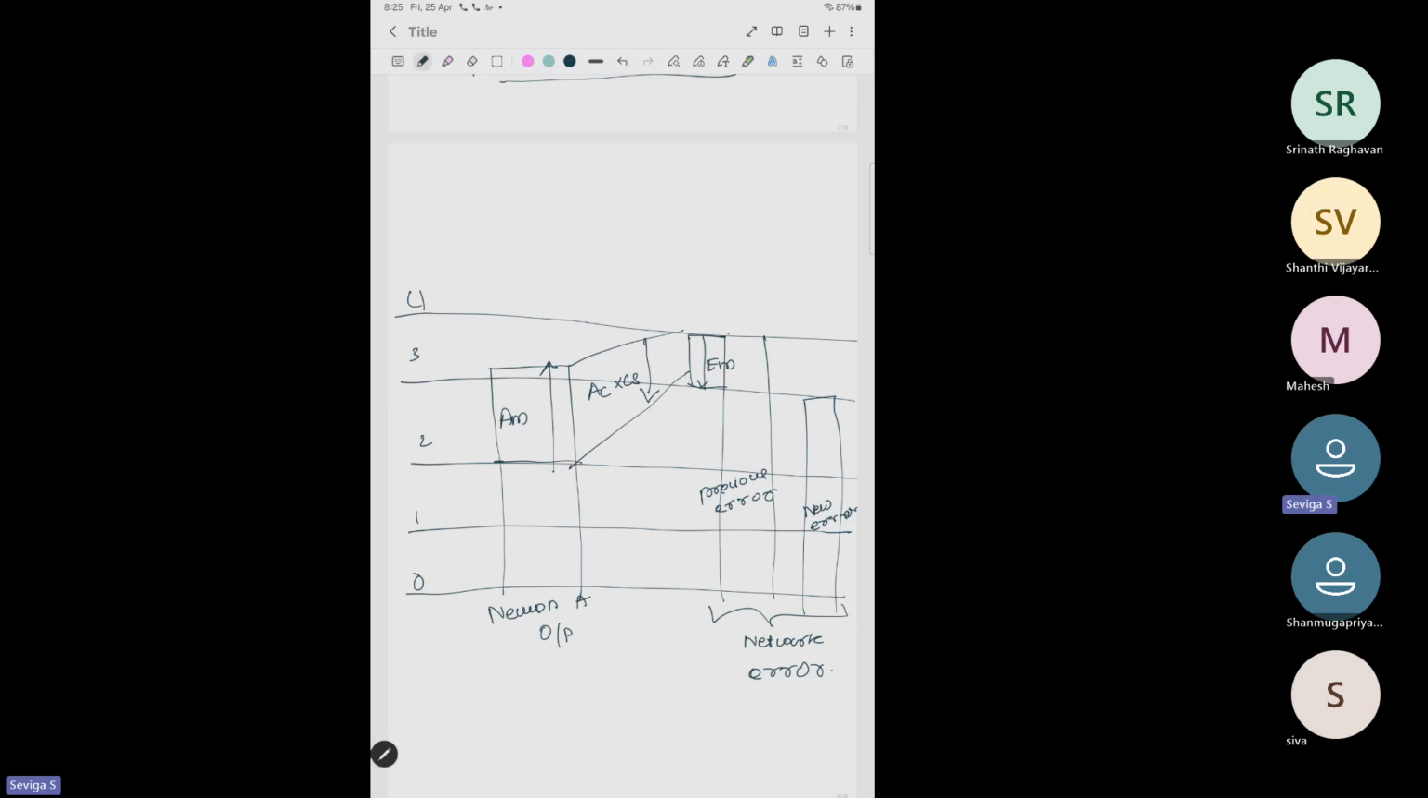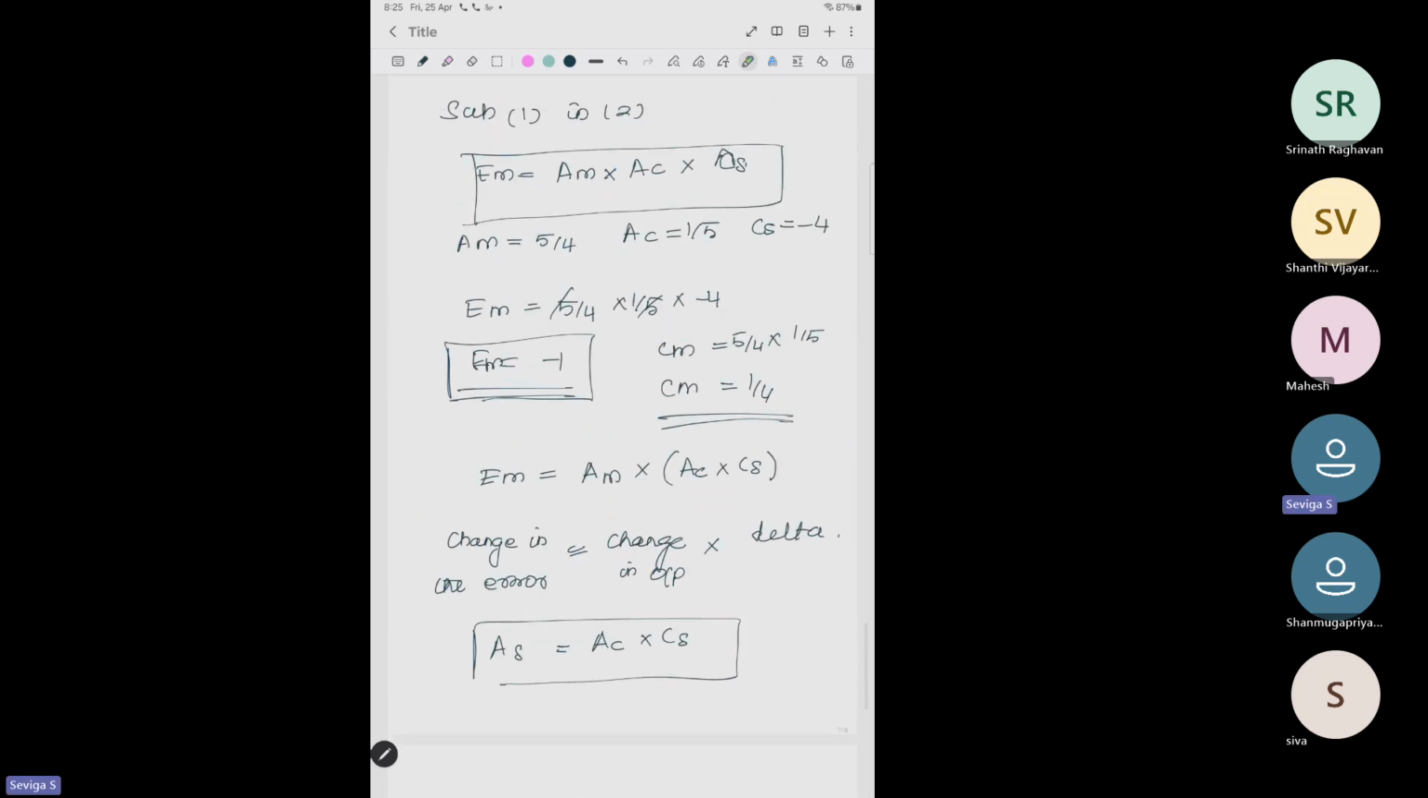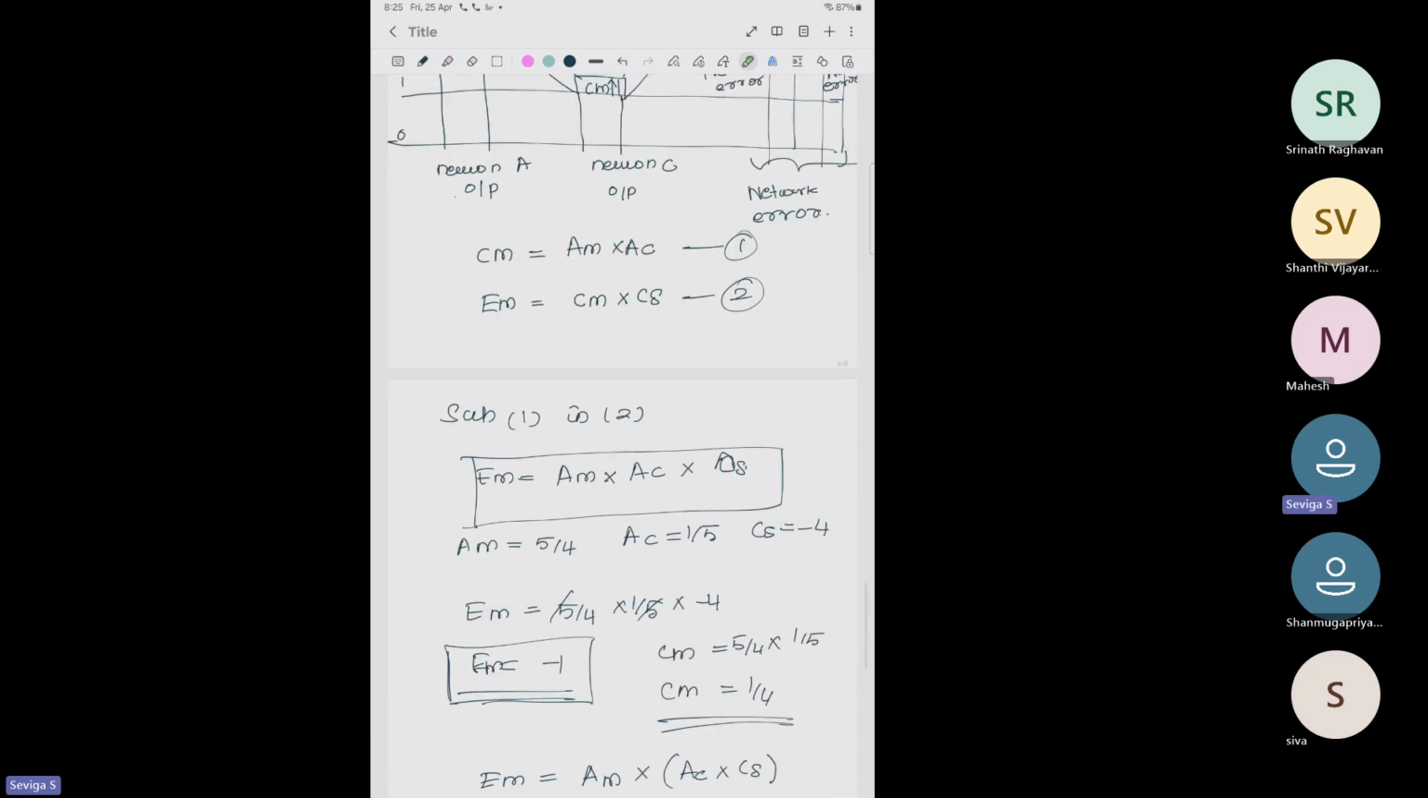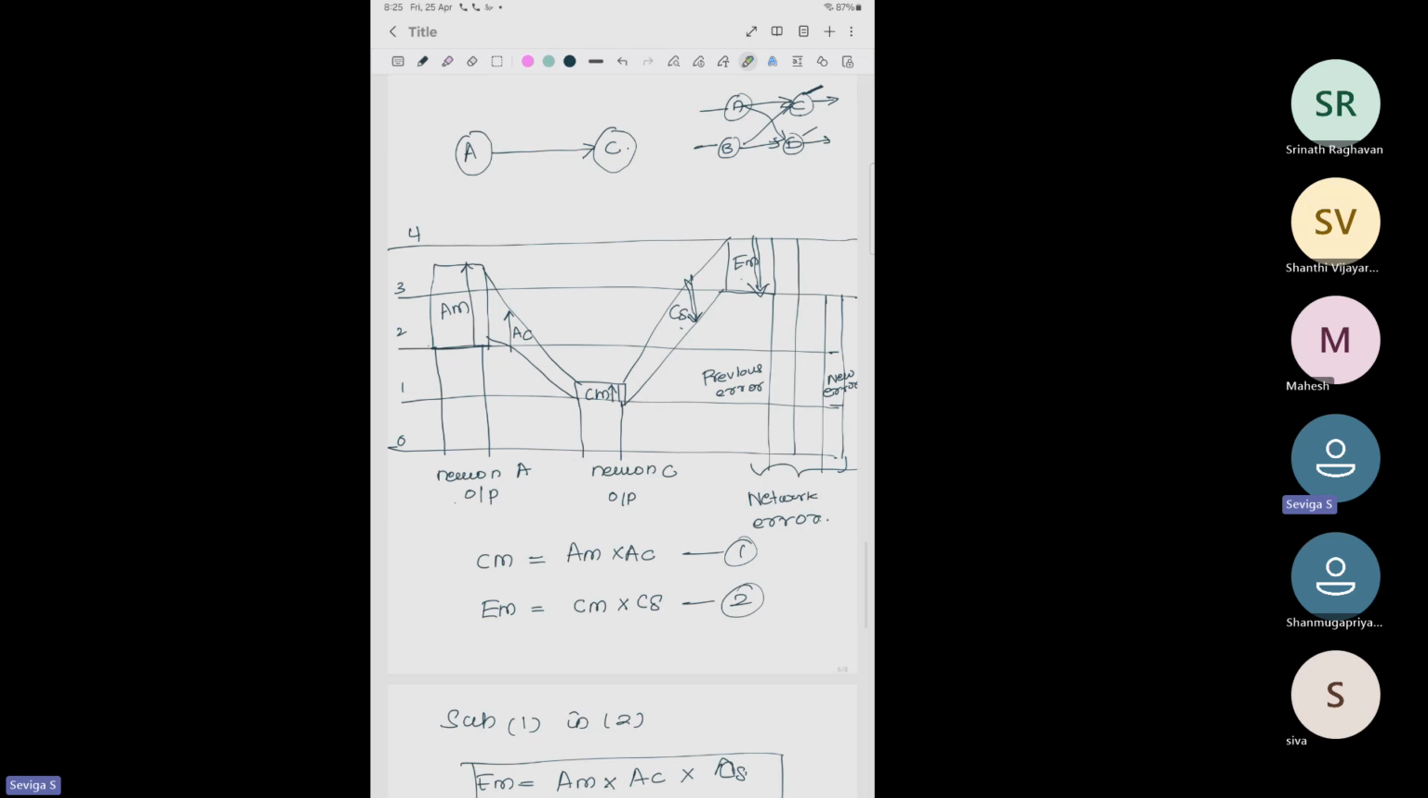If you look at here carefully, what I'm trying to do is, till this formula it is clear. This was the whole setup. We only had C delta. So change in outcome into C delta is change in error. So CM into C delta is EM. So this is represented here. Perfect.